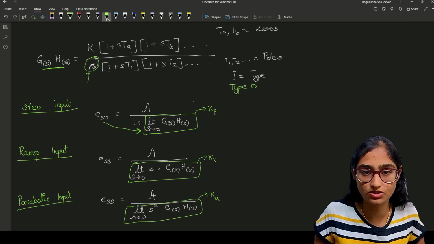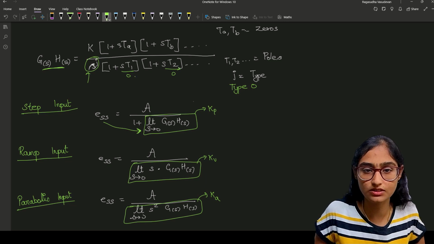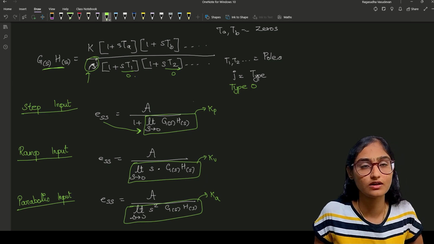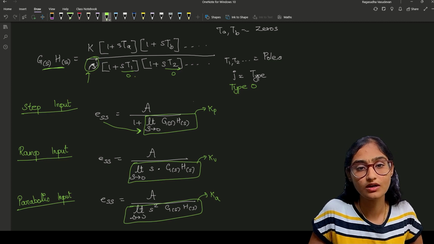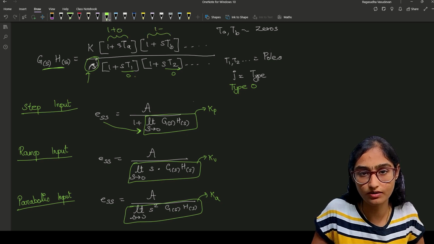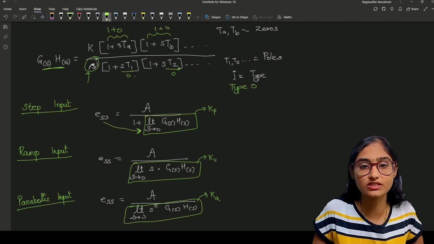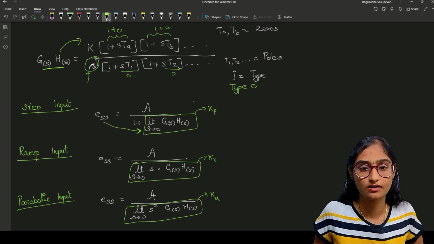When s tends to 0, this term will also be 0 and this term will also be 0. Okay, so what will happen? It is 1 plus 0 into 1 plus 0, which is 1. The denominator will be 1 in this case. And about the numerator, this term will also be 1 plus 0 and this term will also be 1 plus 0. So g of s h of s is simply equal to k, which is the system gain.